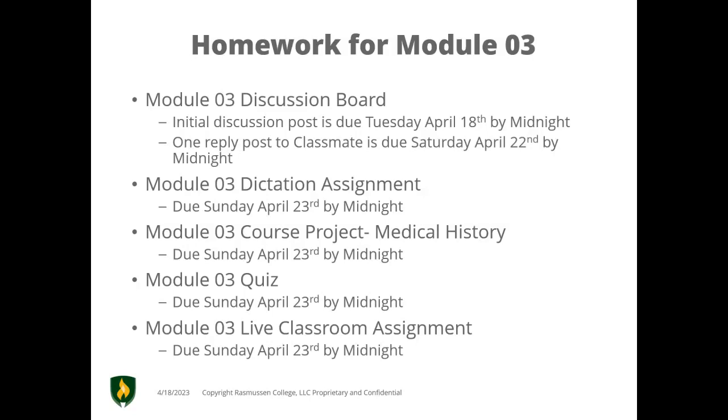You have another dictation assignment. Again, it looks like a quiz, but it is not a quiz. That's going to be due Sunday, April 23rd. Your course project this week is on medical histories. Again, I would highly recommend going back, looking at your Module 2 graded course project. Look at the feedback I gave you. All of the highlighted areas will tell you what you got wrong and what the correct answer is.